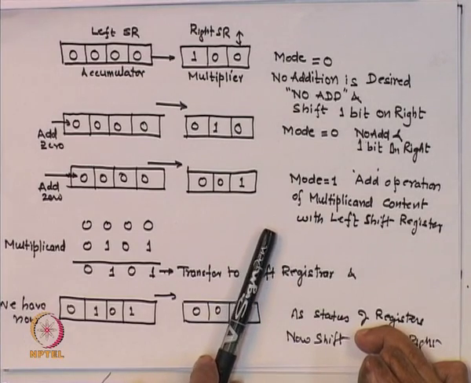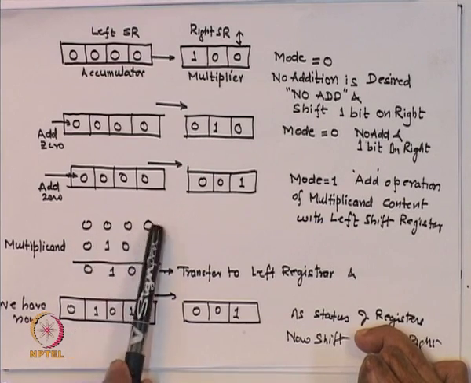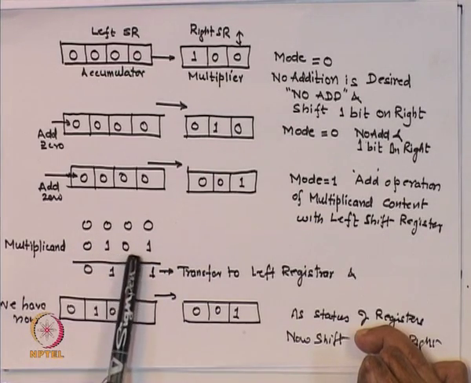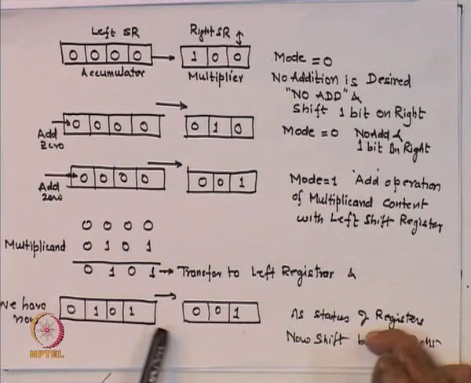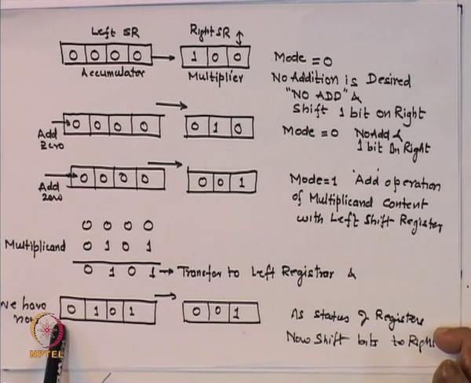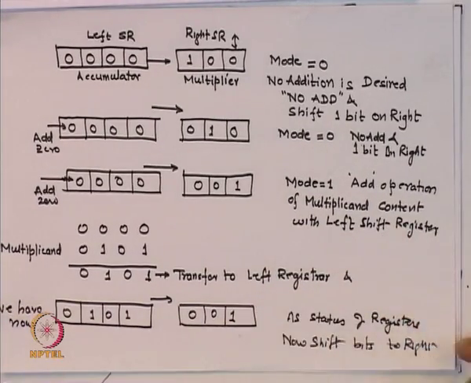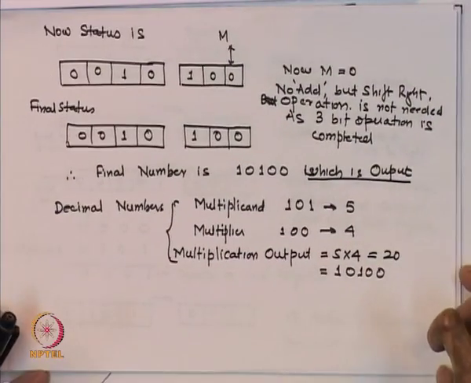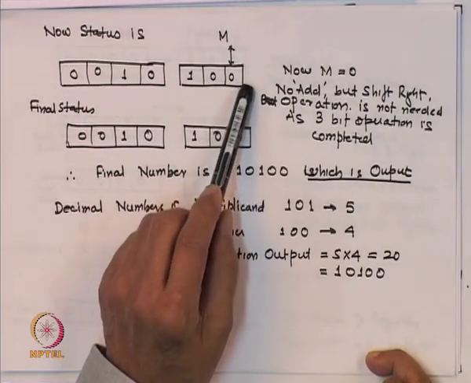So, you have a multiplicand which is 101, and that is added with these 4 bits 0000 plus the multiplicand which is 0101, and the addition of this is 0101, and that is then 0101001. Since we have already done an addition operation, this is the status of the accumulator register, and this is the status of the multiplier register. However, every add or no add operation needs a shift. So, we shift the data to the right. So, you get 0010100, but the next time you see m is now 0.